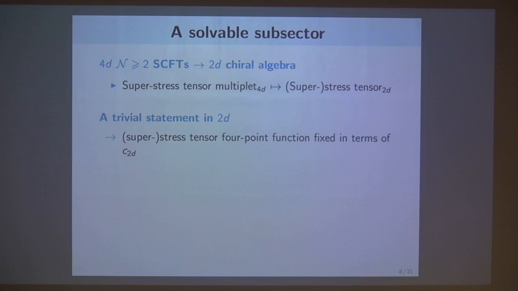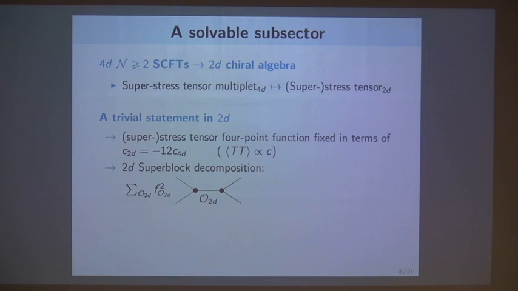And here, the central charge, I recall, is a two-point function of the stress tensor. But also by this map, this central charge is related to the four-dimensional central charge, which again is a two-point function of the stress tensor, like so. And so I know the whole four-point function in 2D. Let me keep making trivial statements. I will now do a block decomposition in 2D of this four-point function. And doing so, I will read off a bunch of two-dimensional OPE coefficients.